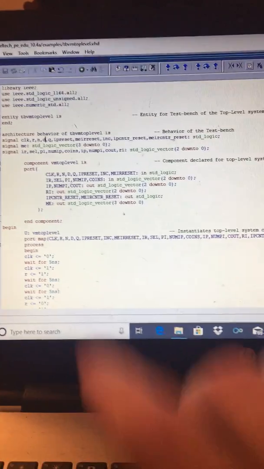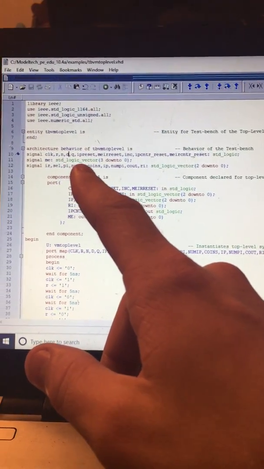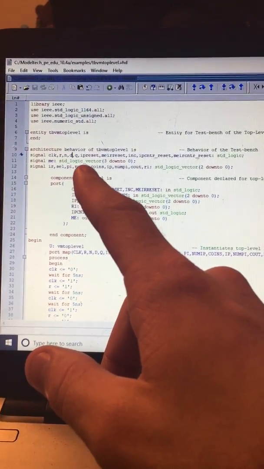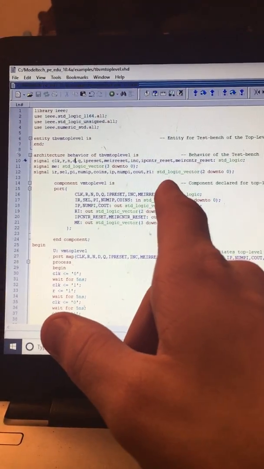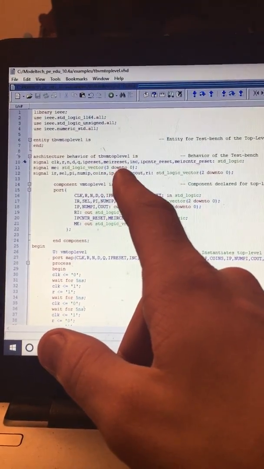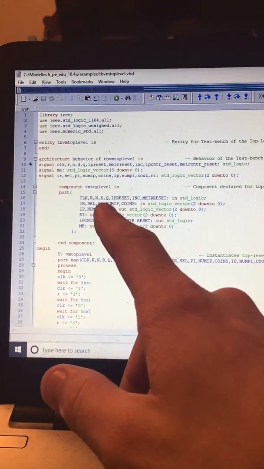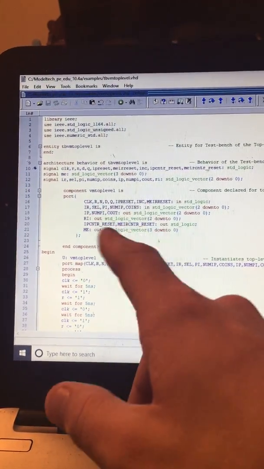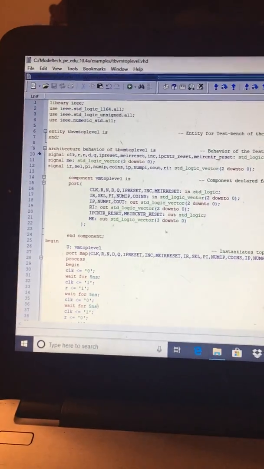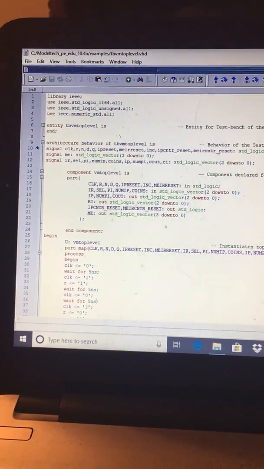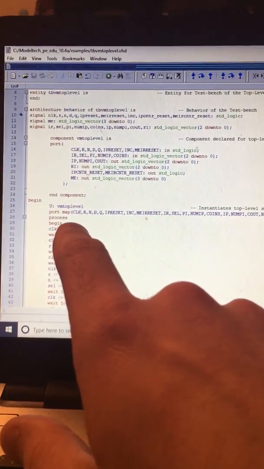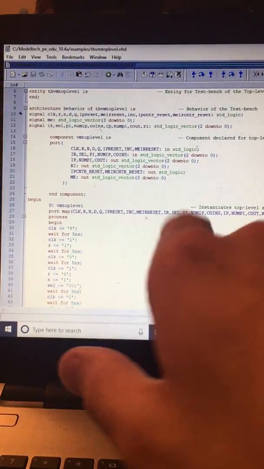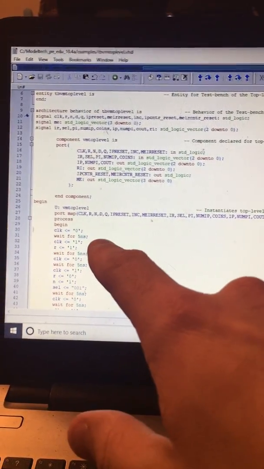Alright, here's the test bench. I have it set up so the architecture is the inputs and outputs of the top level program. And here's a component created of the top level program with its inputs and outputs. Below it is me instantiating that component. I start with process and I begin. I start at 0 at the first rising edge.